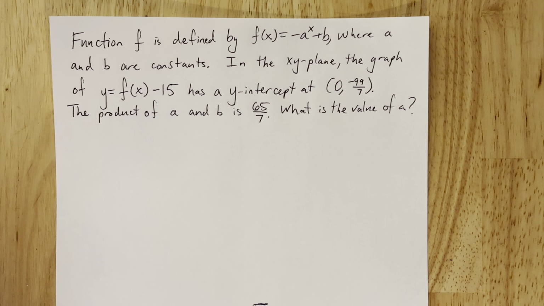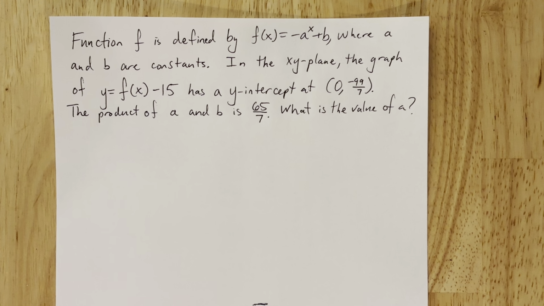Today we're looking at the problem. Function f is defined by f of x equals negative a to the x plus b, where a and b are constants. In the xy plane, the graph of y equals f of x minus 15 has a y-intercept at 0, negative 99/7. The product of a and b is 65/7. What is the value of a?